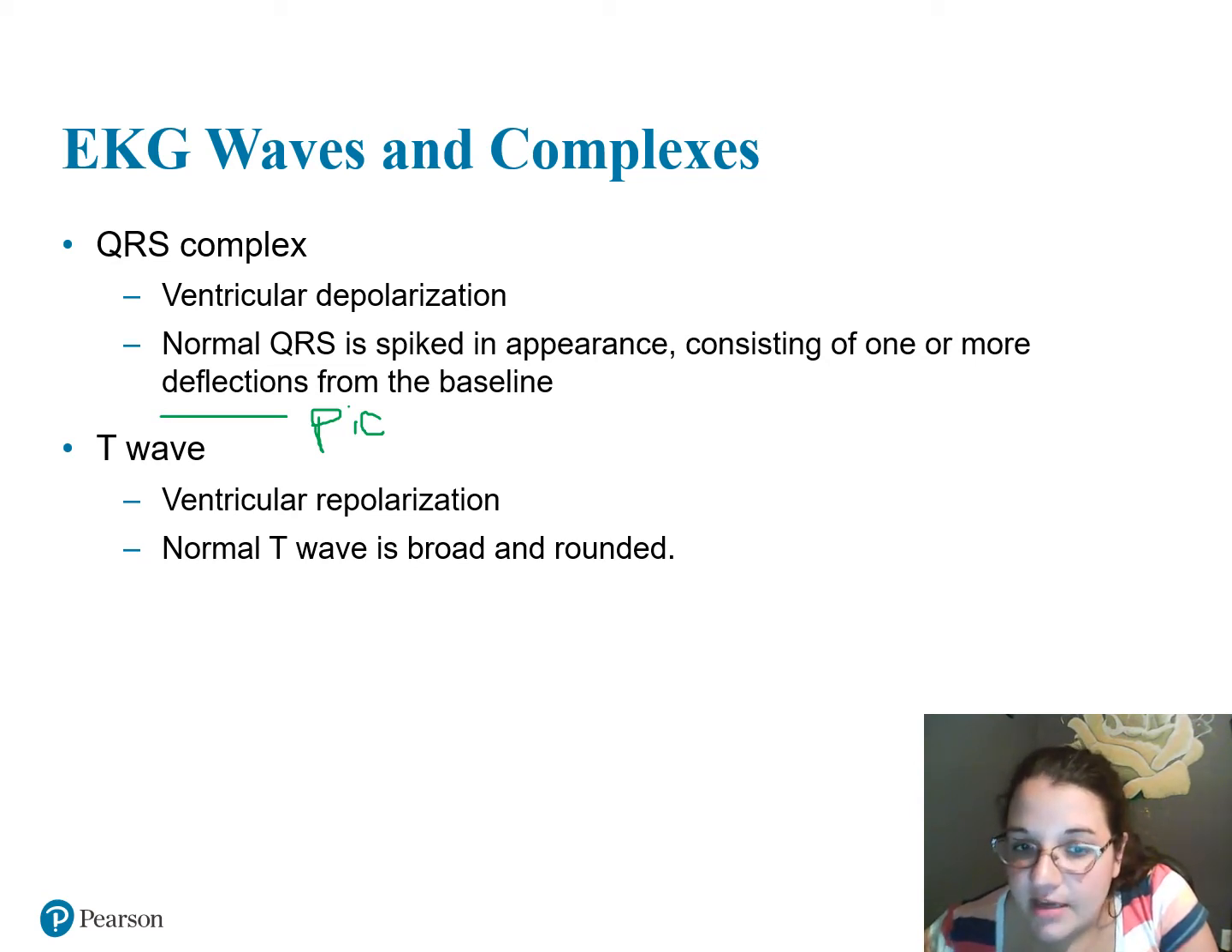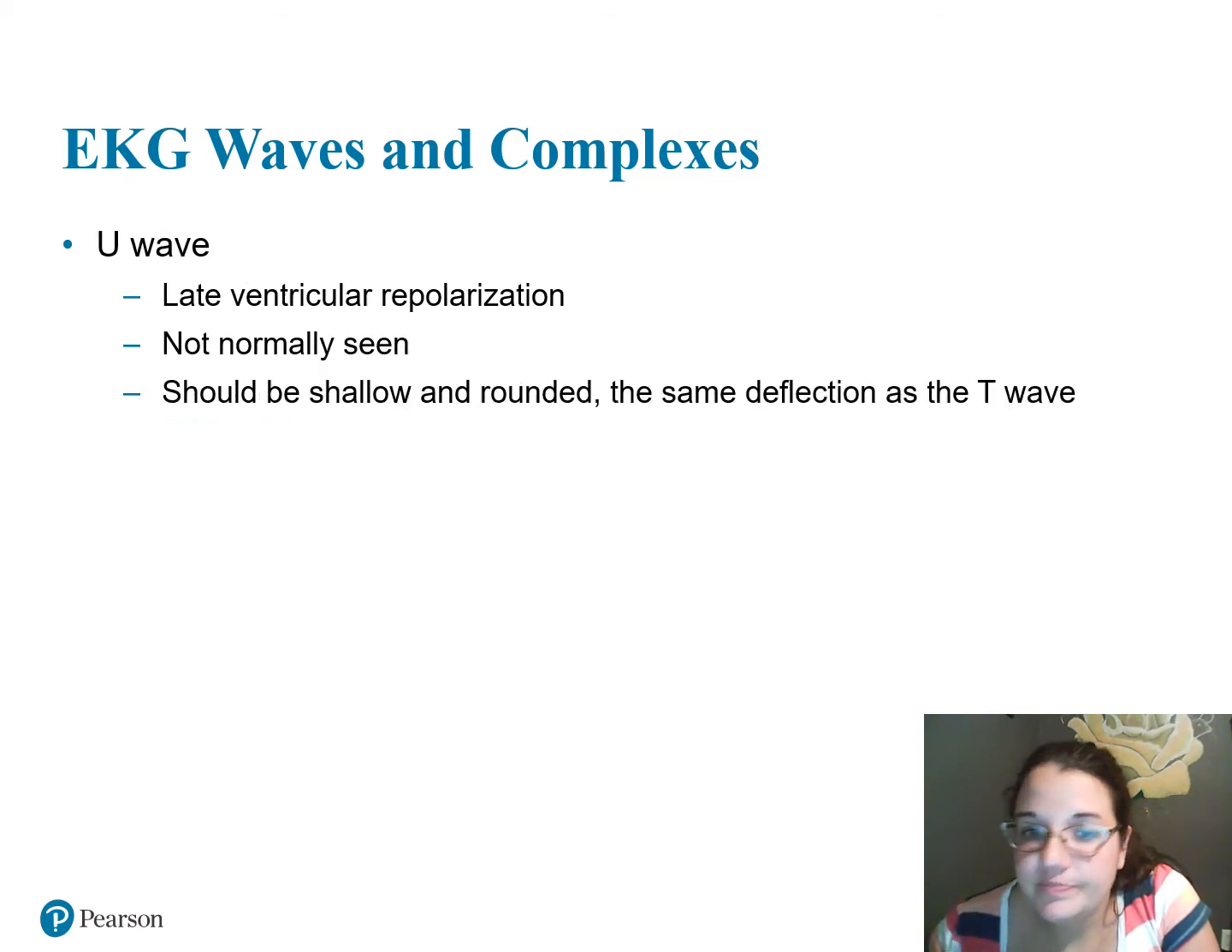The T wave is your ventricular repolarization, which is when your ventricles are then going to go back to the polarized state, called repolarization. A normal T wave is broad and rounded. The U wave, this will be the only time we talk about it in EKG 1. It'll come back at you to bite you in EKG 2, so don't forget.